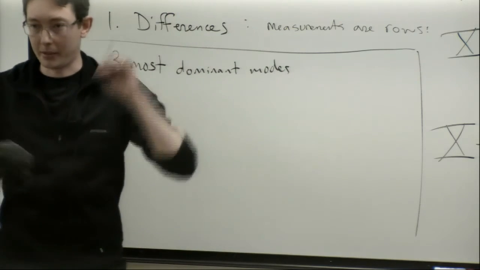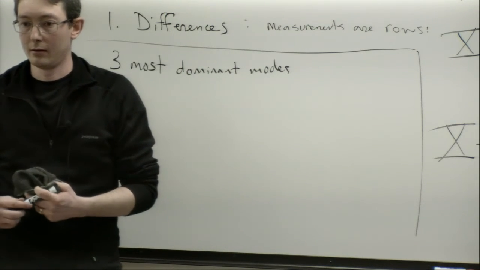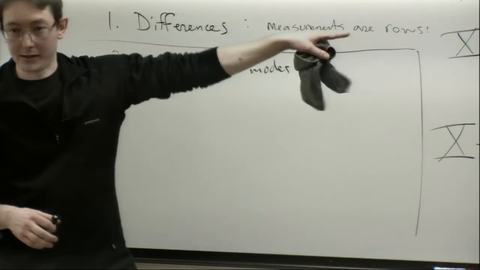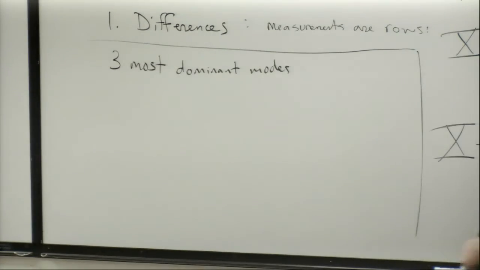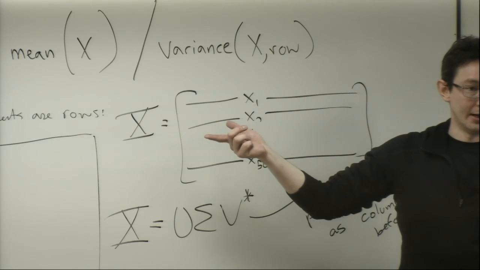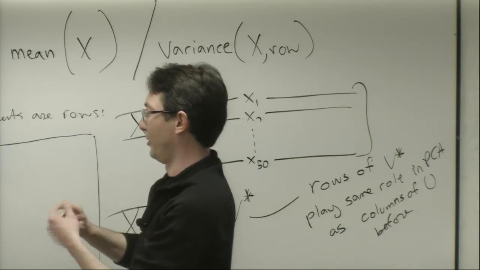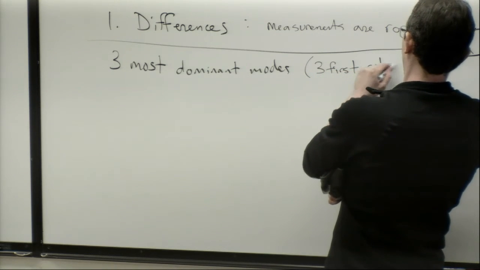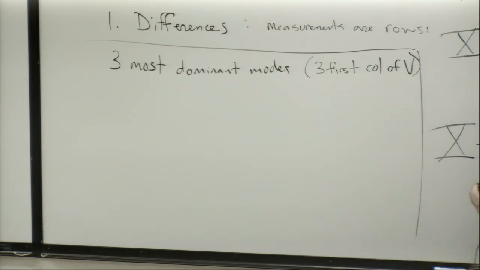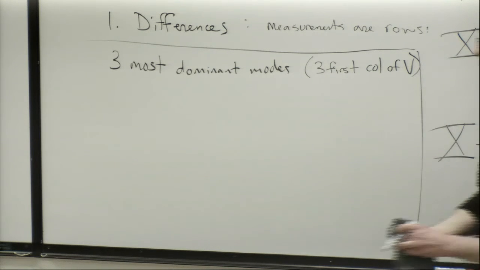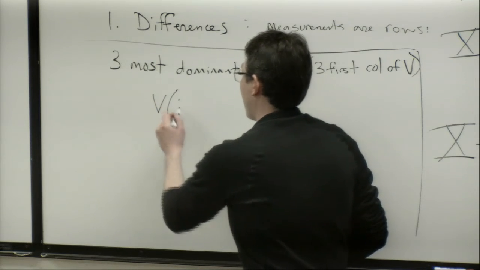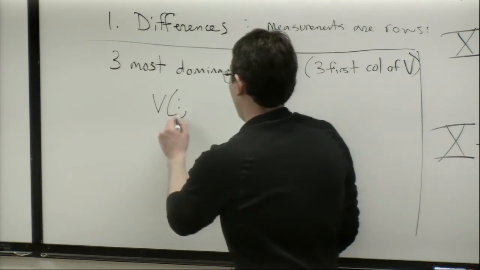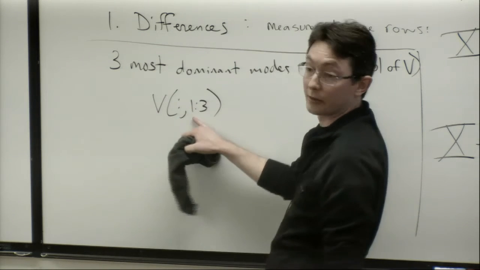And what are the modes that I'm talking about? Eigenvectors of X star X. So they're either columns of U or columns of V, depending on how I stack my data. So the 3 most dominant modes, I think in this case, are the first 3 columns of V. And then I want to look at how each of the people, what their expression is in those columns. So in MATLAB, I can take V colon, the entire column of V, 1 to 3, the whole first 3 columns of V.